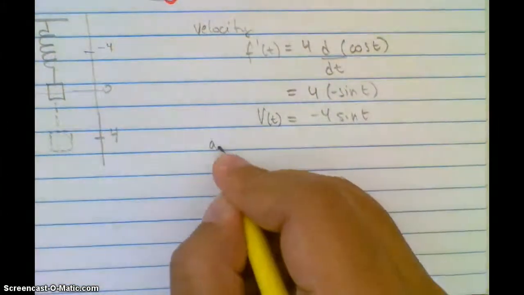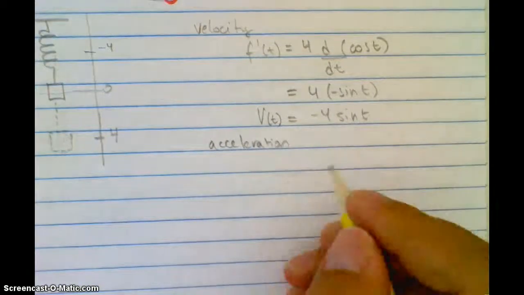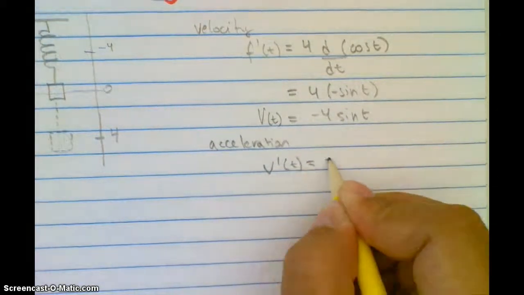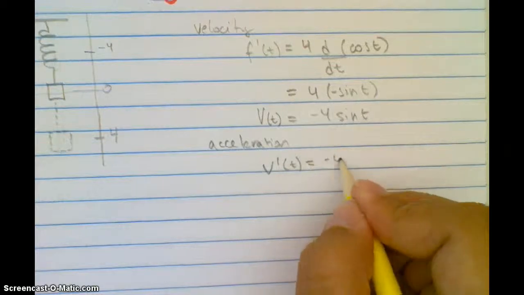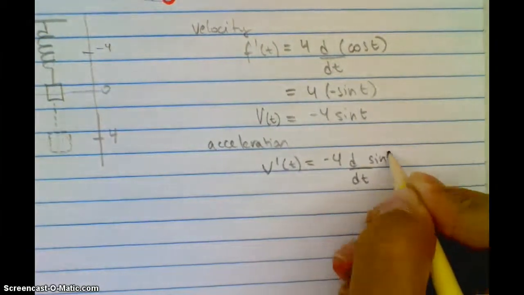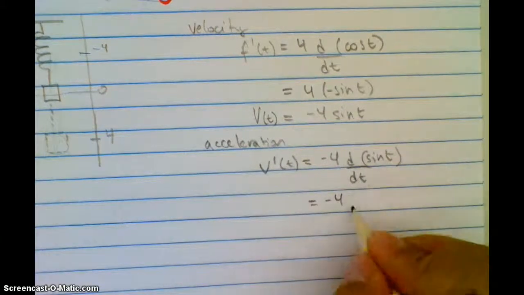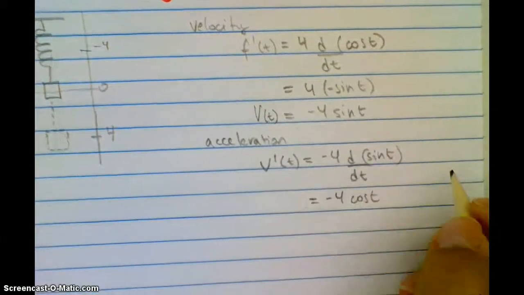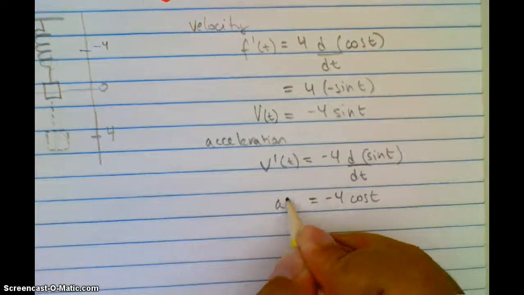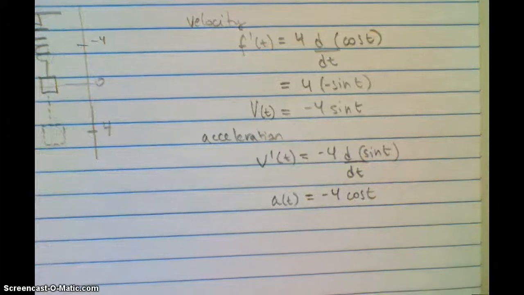To do acceleration, I just have to take the derivative one more time. So I can find v prime of t, and that will be -4 times the derivative with respect to t of sine of t, which is, as you know, cosine of t. So I can write v prime of t, or I can write acceleration. That depends on t. Either way is fine. So this is how I find the functions.